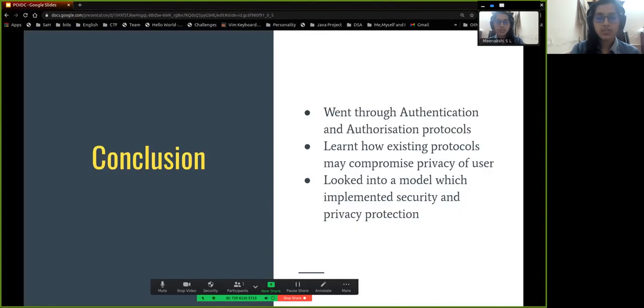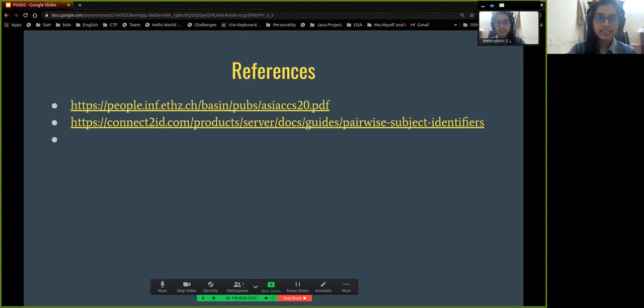So going to the conclusion, we went through authentication and authorization protocols. We learned how existing protocols may compromise the privacy of the user, and we also looked into a model which implemented security and privacy protection. So these are the reference papers which I referred to while studying the subject, and yeah, that's all.